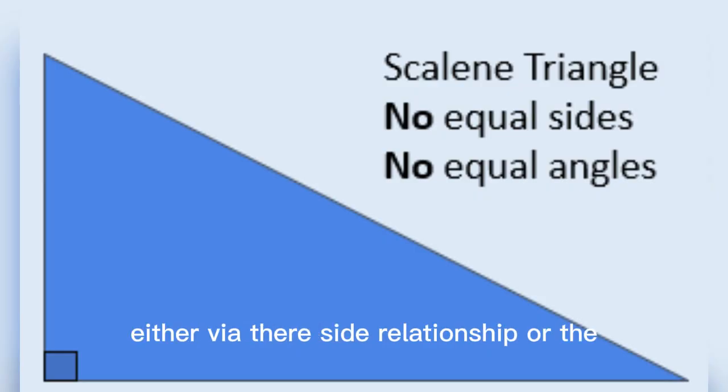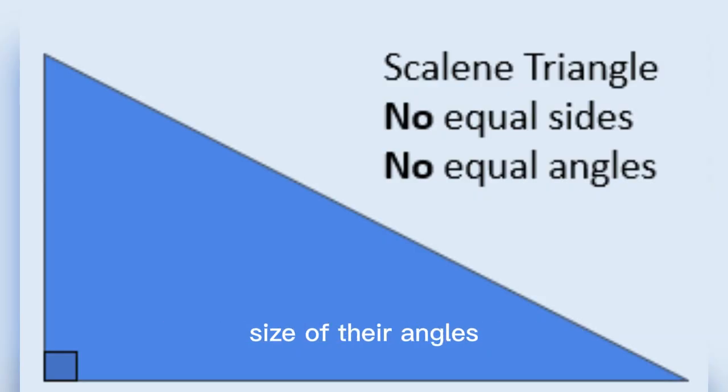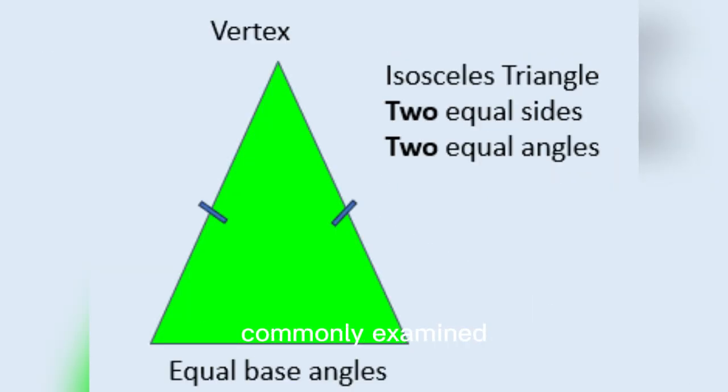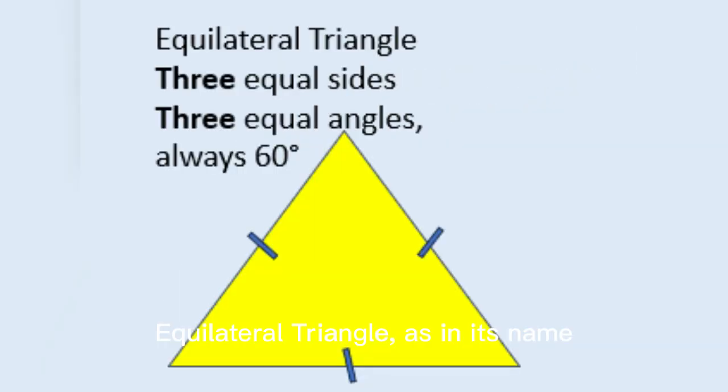Triangles are named either via their side relationship or the size of their angles. Scalene triangle: none of the sides or angles are equal. Isosceles triangle, the most commonly examined triangle, has two equal sides, two equal angles. Equilateral triangle, as in its name, and a process of elimination: all sides and angles are equal at 60.